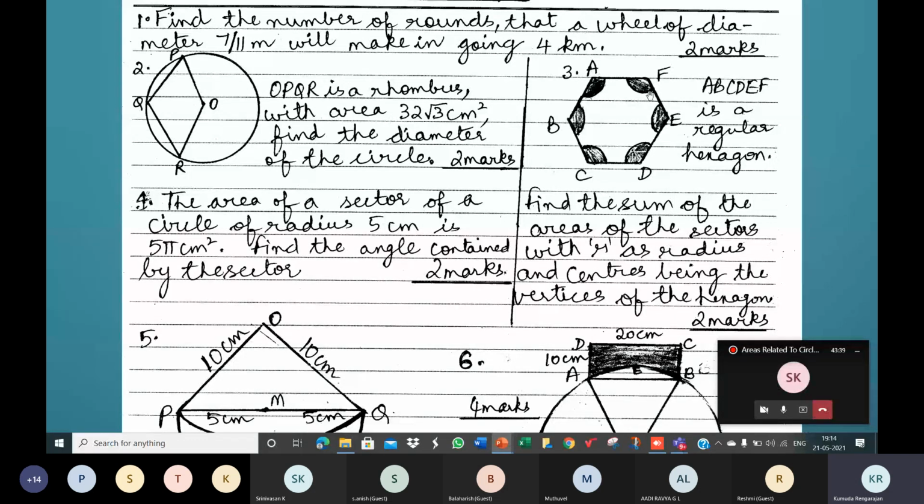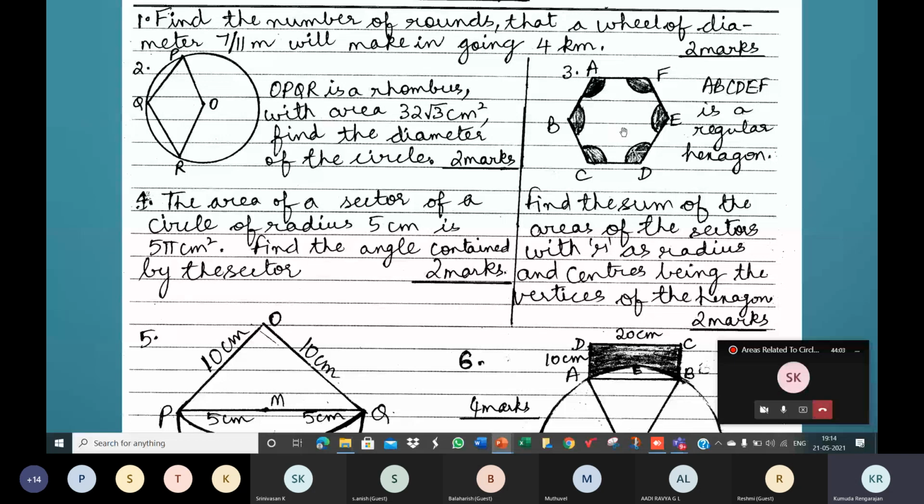You need to find the total of the area, the sum of the areas of the sectors. You need to find the sum of the areas of the 6 sectors. So given this polygon is a regular hexagon, and given that the sectors are formed with the vertices as centers and radius R, we need to find the sum of the areas of the 6 sectors.